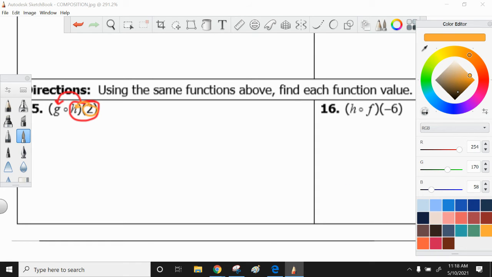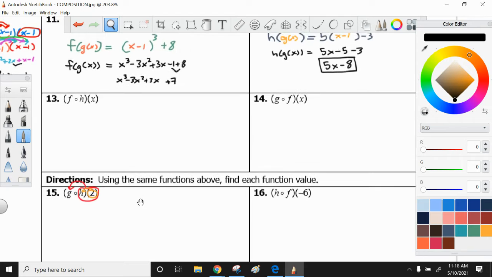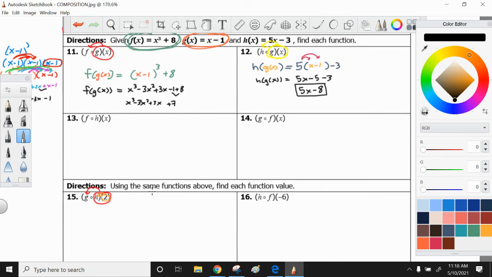Now, there is a way to do this on paper, okay? You start with your G as your kind of empty version, right? Start with your G, which would be x minus 1. And then you're going to go ahead and put an H inside of that.